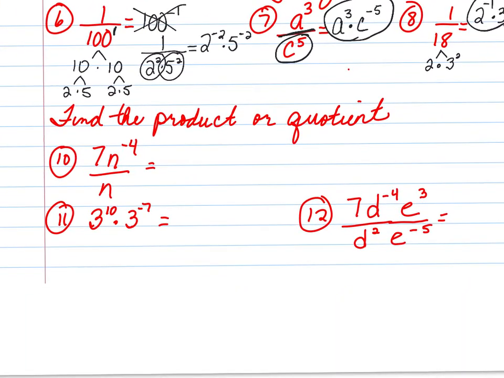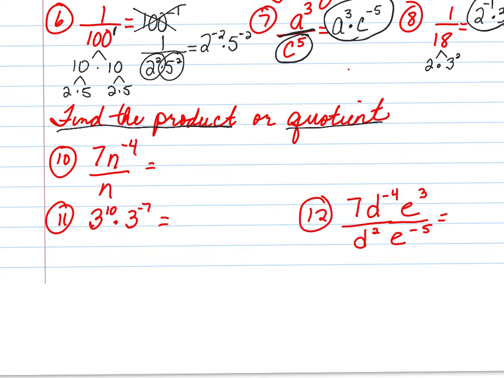Oh, guess what? We're gonna mix up everything now. Love these problems. Find the product. What does product mean? Or quotient. What does quotient mean? Division problem. Number 10 says 7n to the negative 4th over n, or divided by n.